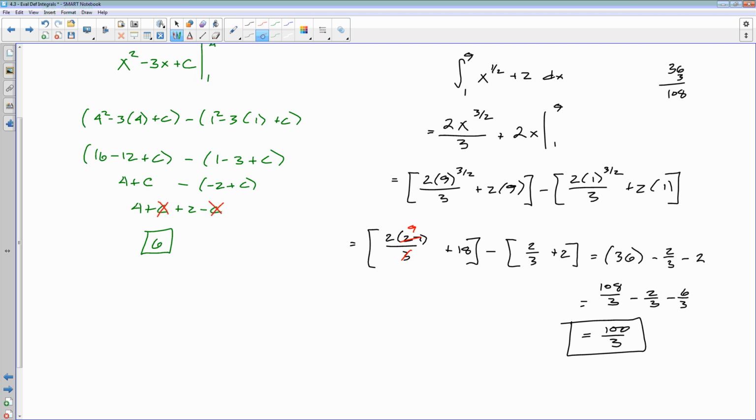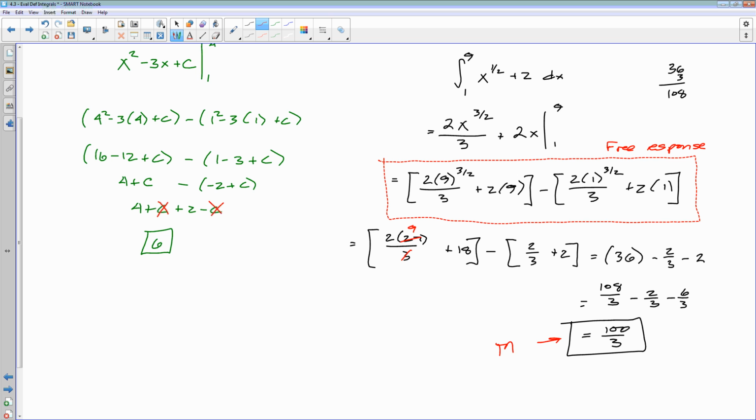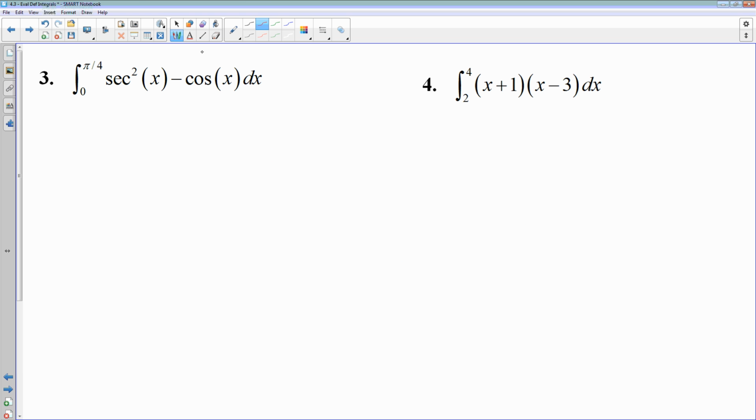However, if it is a free response question, please stop right here because somebody's going to make a mistake and they're going to accidentally clean up wrong. So this is your free response answer. And this is your multiple choice answer. Okay, good. All right, 2 more problems I wanted to do.